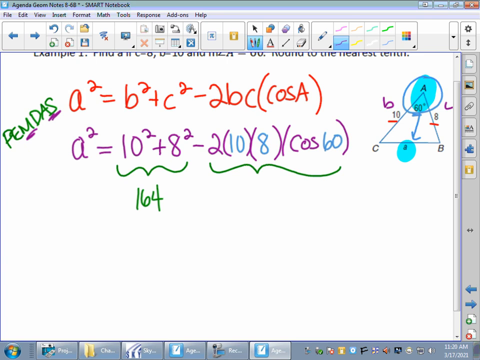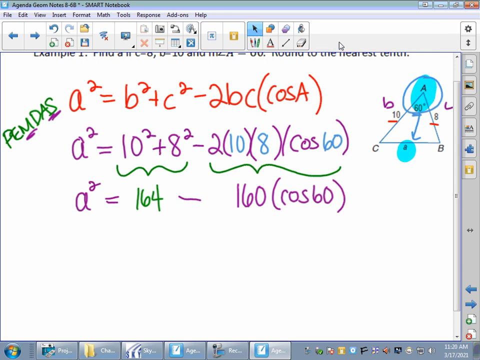So I'm just going to do the 2 times 10 times 8. I believe that's 160 times the cosine of 60 degrees, a minus sign in the middle. Feel free to go ahead then and type that into your calculator. I'm pretty sure when I did that, it ended up being a nice, neat number, which is unusual. You're welcome. I think when I did that math, I ended up with a squared is equal to 84.